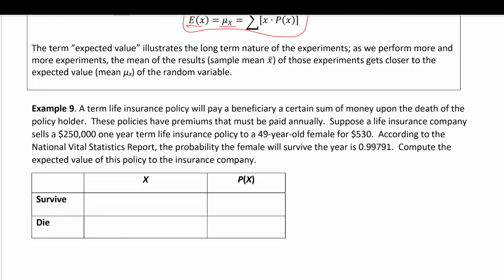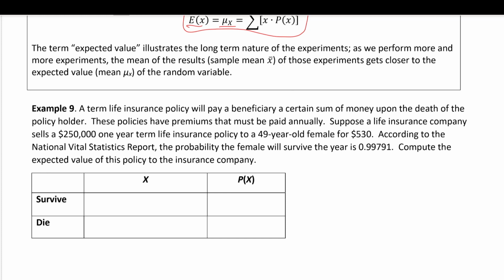Example 9. A term life insurance policy will pay a beneficiary a certain sum of money upon the death of a policyholder. These policies have premiums that must be paid annually. Suppose a life insurance company sells a $250,000 one-year term life insurance policy to a 49-year-old female for $530.